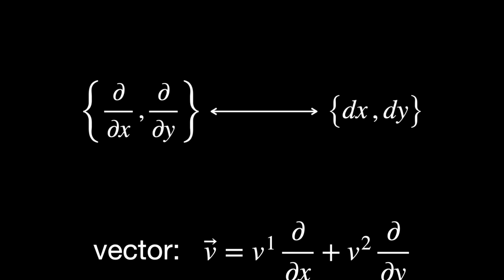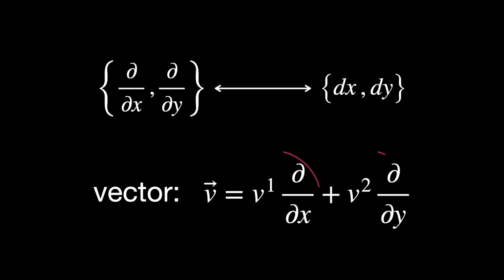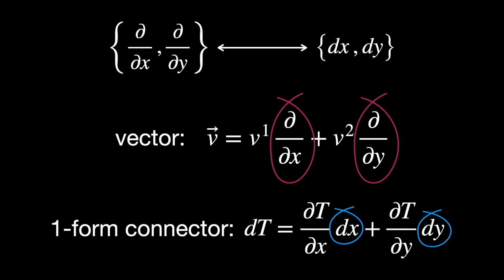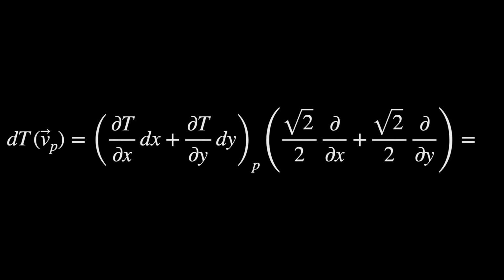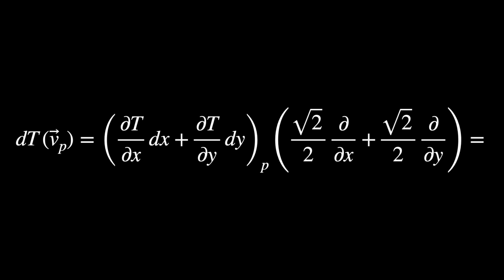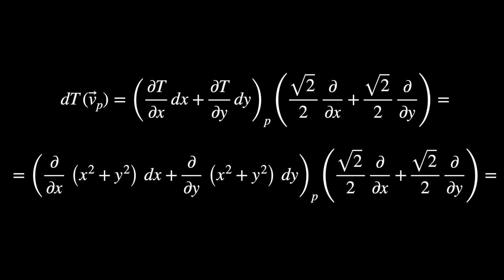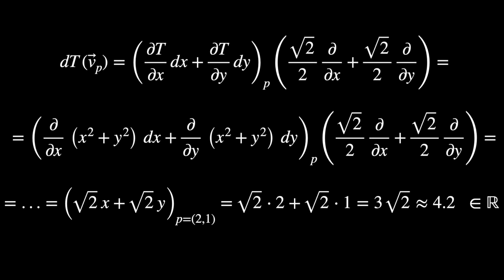A vector v is expressed as a linear combination of the basis vectors, and a one-form, like dt, is expressed as a linear combination of dx and dy. When we apply the one-form to a vector, the result is a scalar, so a measurable quantity, like the rate of change, which reflects how much a vector points in the directions given by the one-forms. Let's finish this topic by applying the one-form dt, with t being x squared plus y squared, to this vector v at a point p equals (2, 1). For more details, check out the PDF link below.